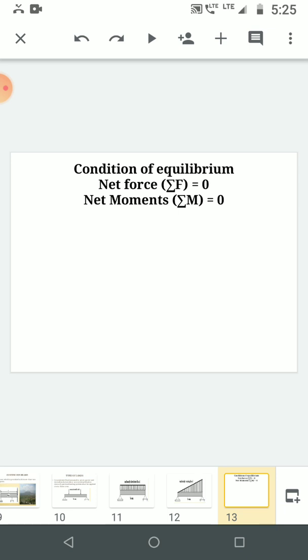The condition of equilibrium says the net force acting on the body is equal to 0, along with the net moment with respect to any point being equal to 0. We can calculate the unknowns using these two conditions. It is called the condition of equilibrium.